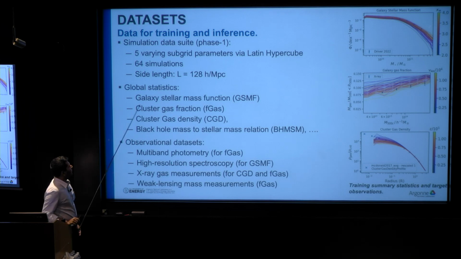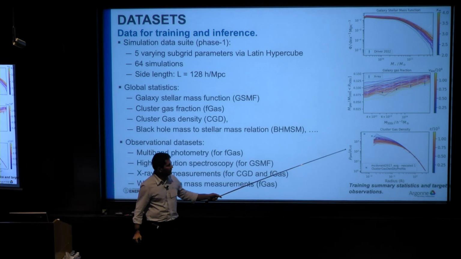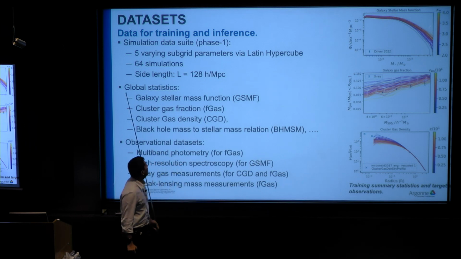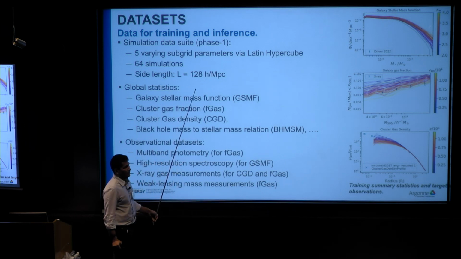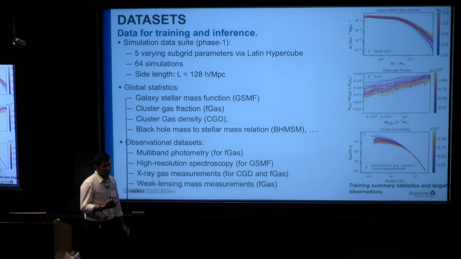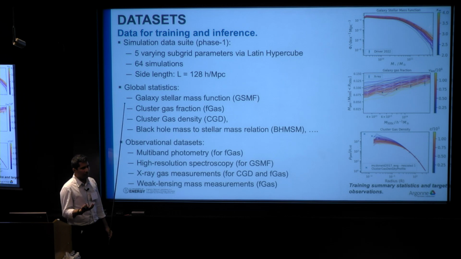One of the things that I wanted to note is this cluster gas density. Cluster gas density is the density profile of the clusters, and so it's a radial profile. One thing that happens when you deal with small simulations like 128 megaparsec cube boxes is you do not get a lot of clusters over 10^14.5 solar masses. So we have almost no clusters at that scale.